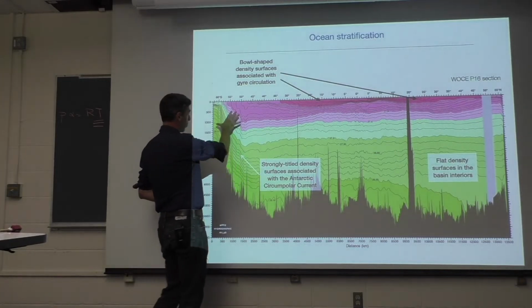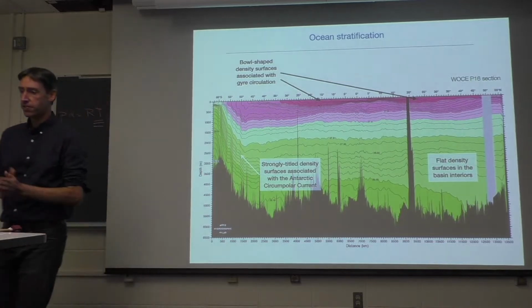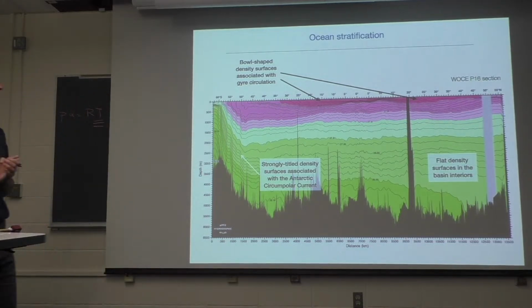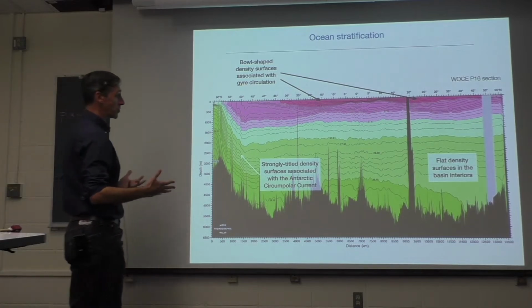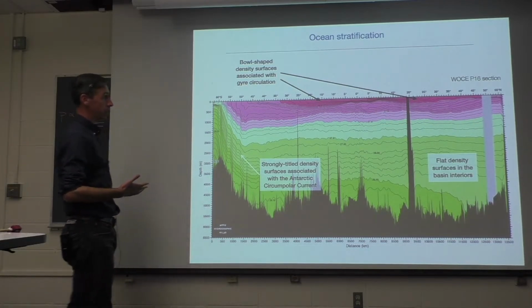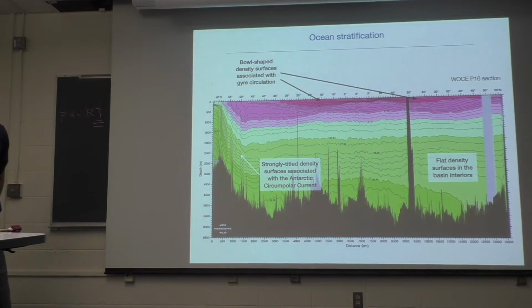That allows you to bring deep waters up towards the ocean surface. And what we want to think about today is the large-scale pole-to-pole circulation that affects tracers through the deep ocean, or what we call the overturning circulation. And we're going to think about how it sits on top of this density space.